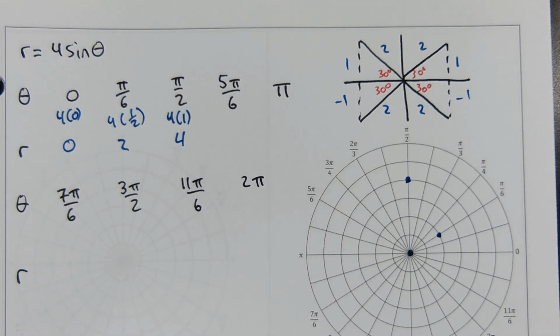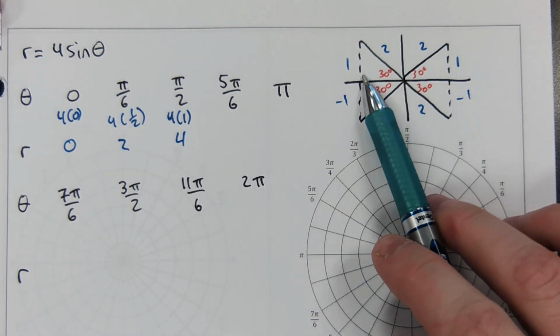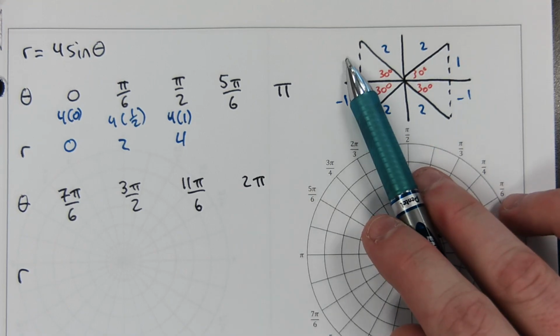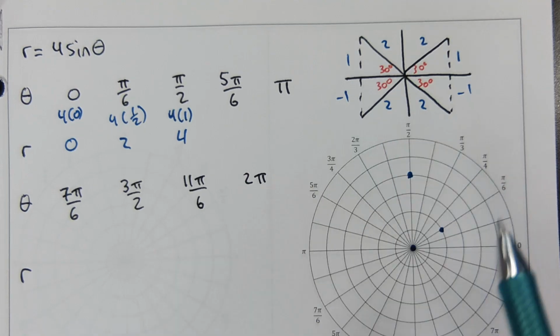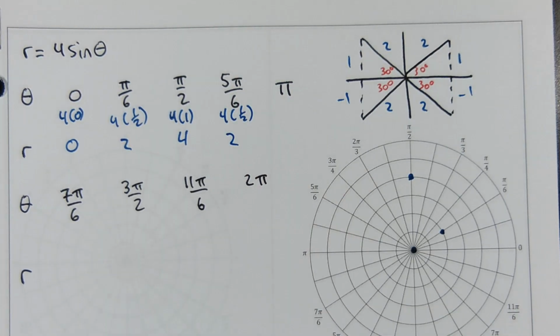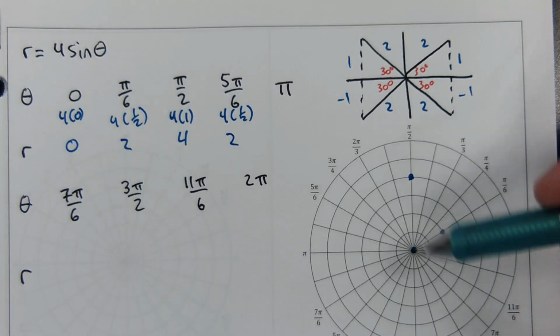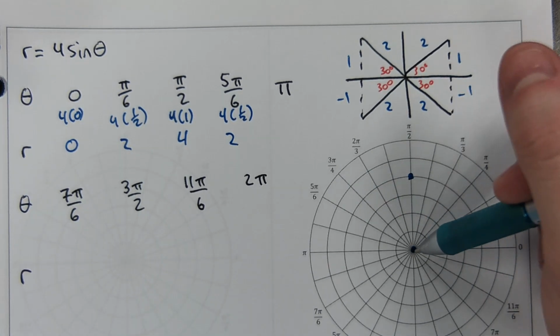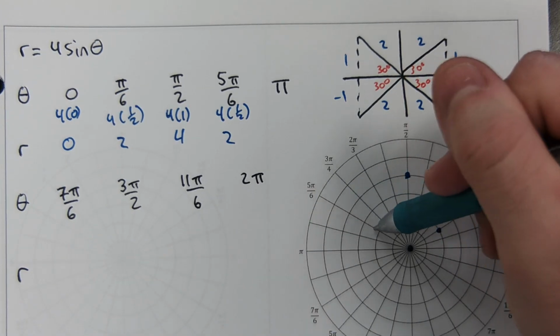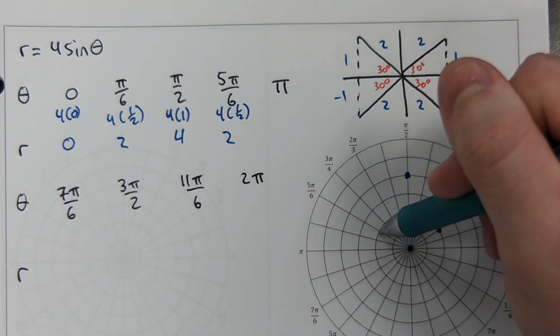Now 5 pi over 6 here is the reflection of pi over 6. Sine can get me the same values in quadrant 1 and quadrant 2 because y is still positive, right? Sine here is 1/2 again, so I have 4 times 1/2, which gets me 2 again. So that is 2 comma 5 pi over 6. So go to the 5 pi over 6 spoke, and you're out onto the second radius. I have so much trouble with this. Where's the second radius? Right here.